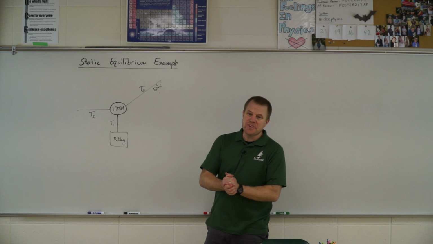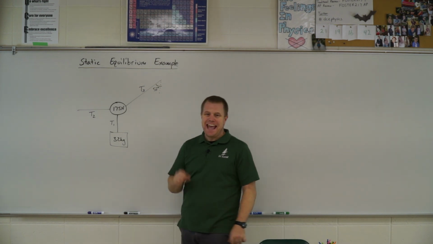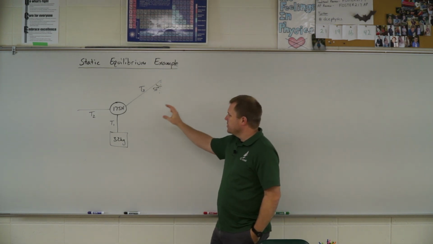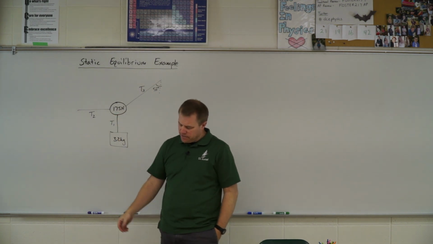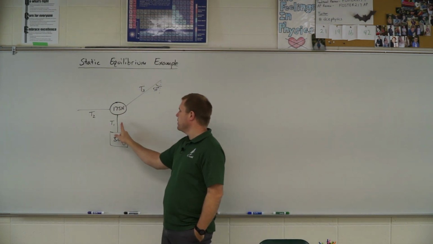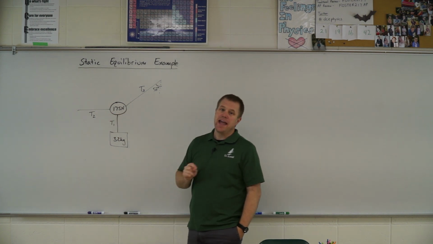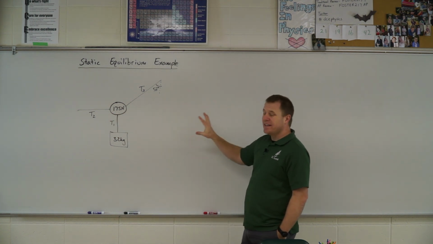All right, we're going to turn up the difficulty a little bit. We're going to add in an angled string. So we're going to look at this example there at the top of the page. It wants us to find the tension in the three wires. I'm going to number them T1, T2, and T3. So I'm going to want to set this up.